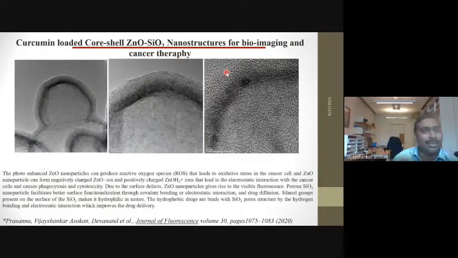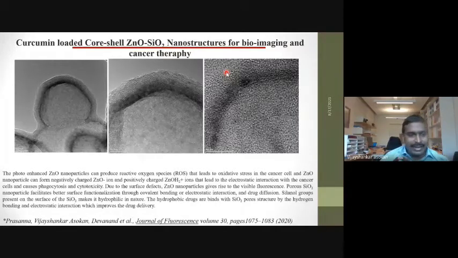So this is another example where we got a curcumin loaded core shell zinc oxide silicon dioxide nanostructure for bioimaging and cancer therapy. Because the photo enhanced zinc oxide nanoparticles can produce reactive oxygen species that lead to oxidative stress in a cancer cell. And zinc oxide nanoparticles can form negatively charged zinc oxide ions and positively charged zinc hydroxide ions that lead to an electrostatic interaction with the cancer cells and cause phagocytosis and cytotoxicity. So due to these surface defects, zinc oxide nanoparticles give rise to a visible fluorescence.